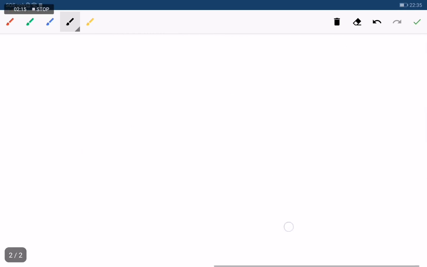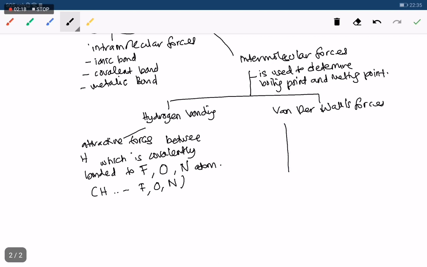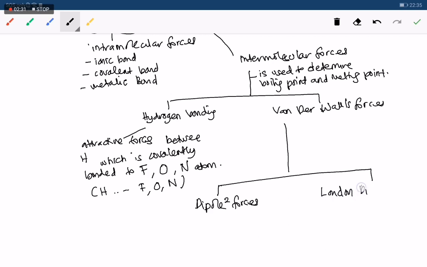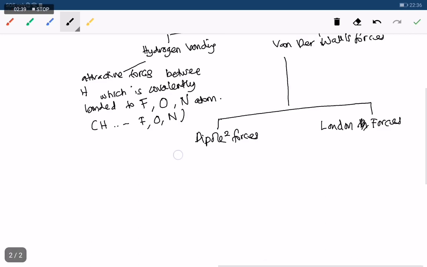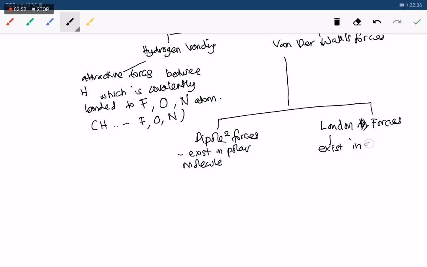Van der Waals forces can be divided into two, which are dipole-dipole forces and London dispersion, or London forces. Dipole-dipole forces exist in polar molecules and London forces exist in all molecules.